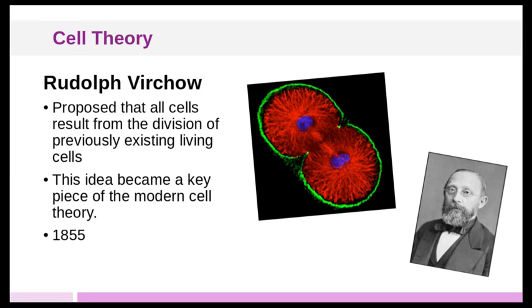They didn't just show up out of nowhere. They had to have come from another cell that was already alive. And this idea was actually the key piece of what we consider modern cell theory. Those still are the three basic underlying principles of cell theory to date.